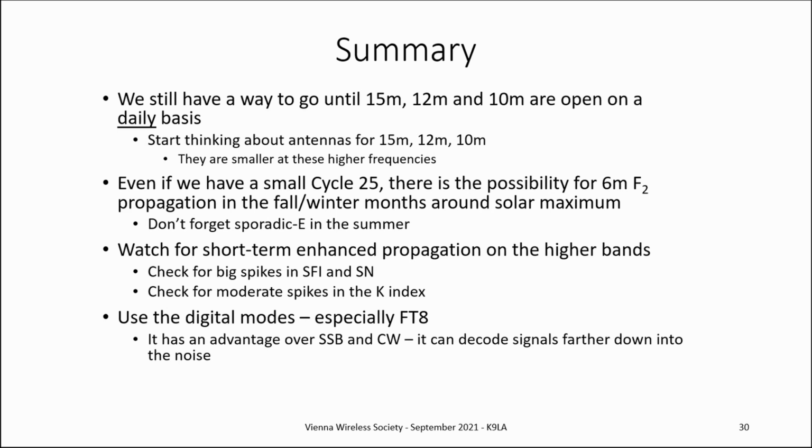Even if we have a small cycle 25, there's still the possibility of 6 meter F2 propagation in the fall, winter months around solar maximum. It would be very limited, but it's a possibility. And of course, don't ever forget sporadic E in the summer. Sporadic E doesn't appear to be tied to a solar cycle. It just happens summer after summer. And of course, there's a minor sporadic peak in December.